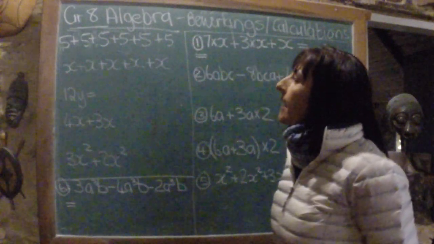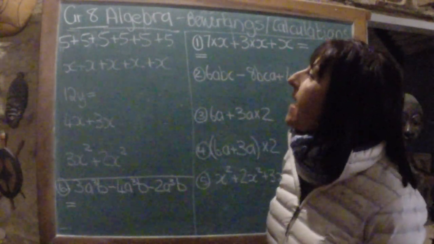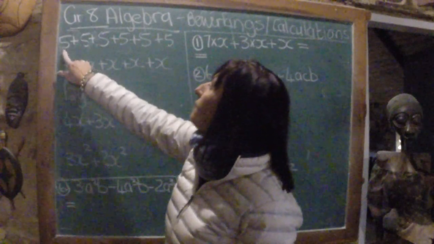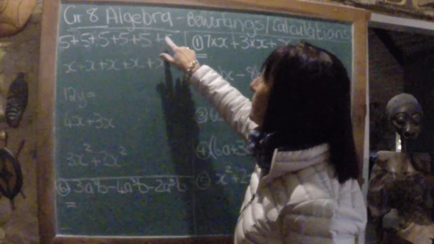Ons begin by 'n lekker graad 1 sommetjie, grade 1 sum, where we add 5s. 5 plus 5 plus 5 plus 5 plus 5 plus 5.